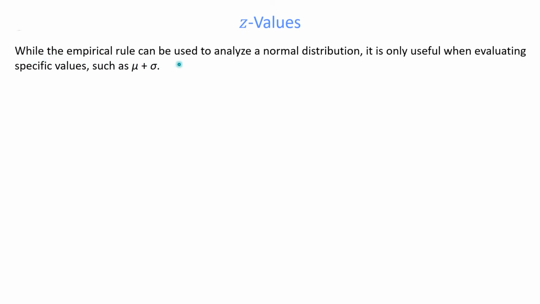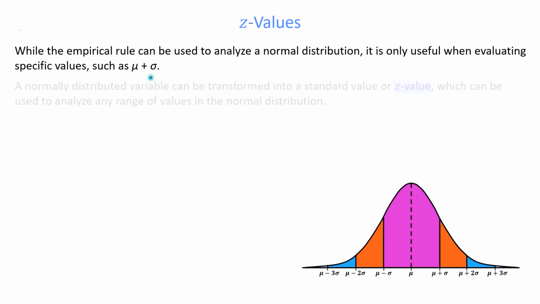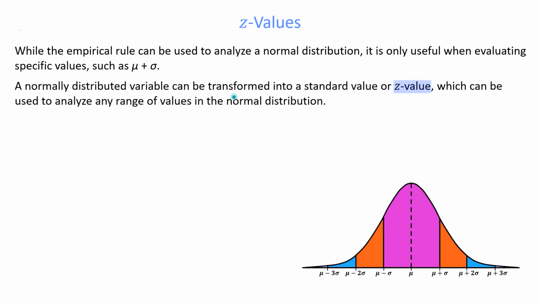Now, while the empirical rule can be used to analyse a normal distribution, it's only useful when evaluating specific values, such as the mean plus 1 standard deviation. So if you look at this diagram, the empirical rule can only be used to evaluate specific values over here. It can't be used to evaluate values that are in between these specific values. Okay, and this is where the z values come into play. Now, a normally distributed variable can be transformed into a standard value or z value, which can be used to analyse any range of values in the normal distribution.